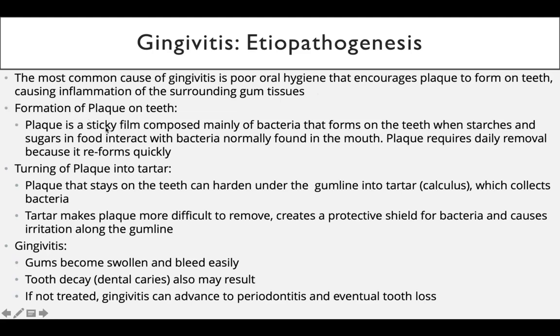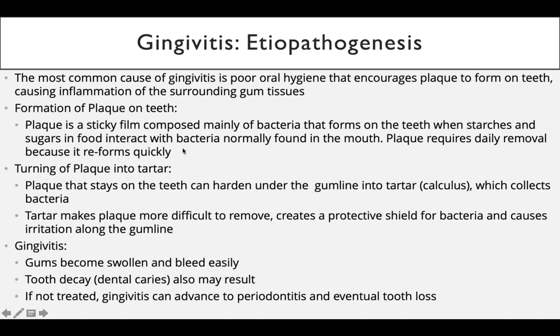How are plaques formed? Plaque is a sticky film composed mainly of bacteria that forms on the teeth when starches and sugars in food interact with bacteria. So bacteria are there, and they break down the starches and sugars in the food, and then they release some acids and make some plaque. Plaque requires daily removal because it reforms quickly. That's why we need to take care of our oral hygiene on a daily basis. Brush your teeth and floss.